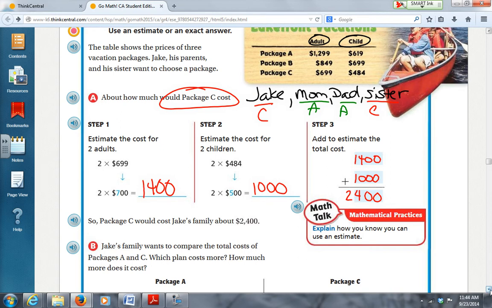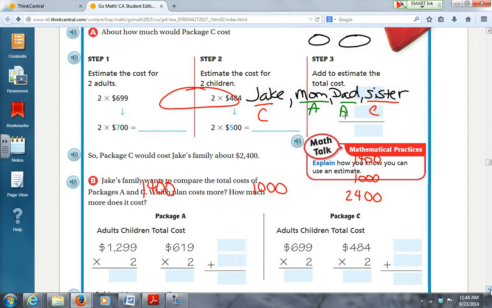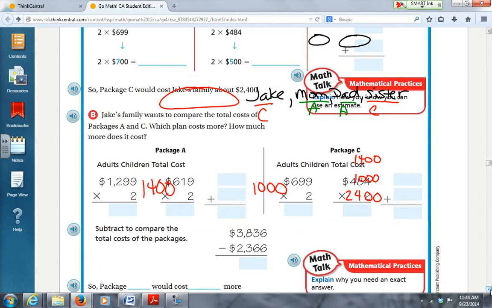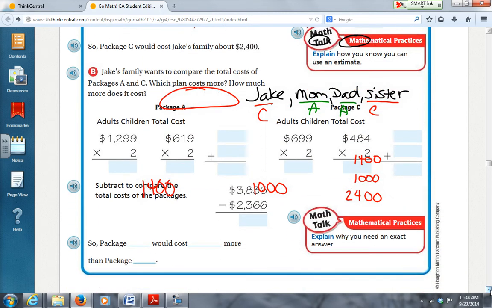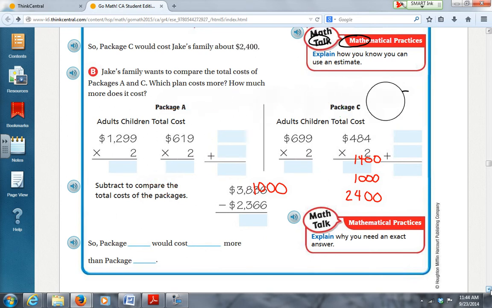Okay, let's take a look at package A and C. Jake's family wants to compare the total cost of packages A and C. We're going to have to figure out package A, since we already got package C. Which plan costs more and how much more does it cost? So a couple of issues here. We already figured out package C, the estimates, but now we want to find the exact adult and children's total cost for package A.